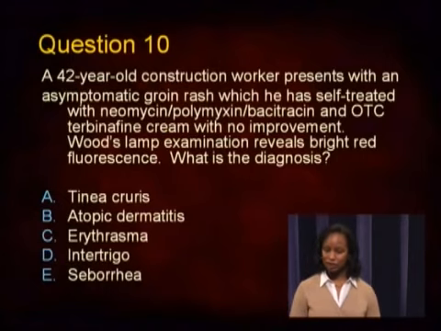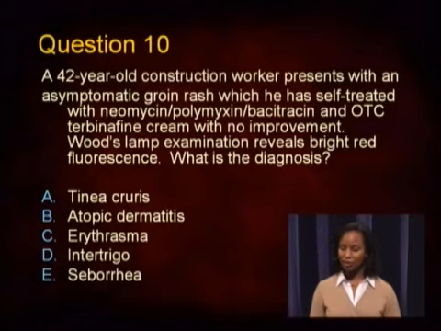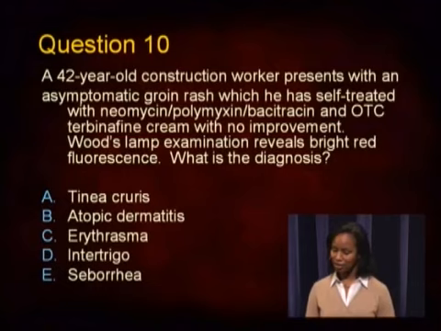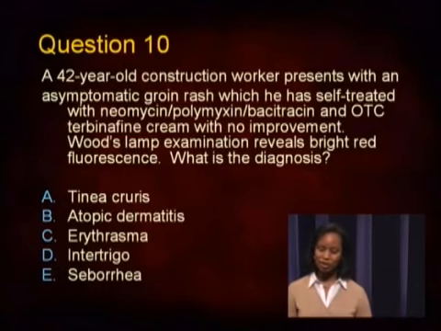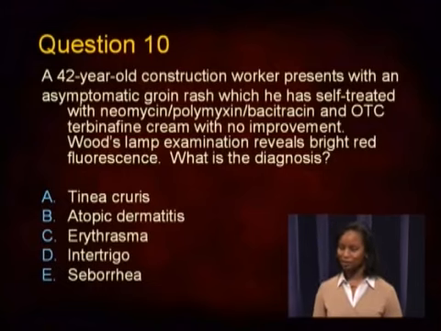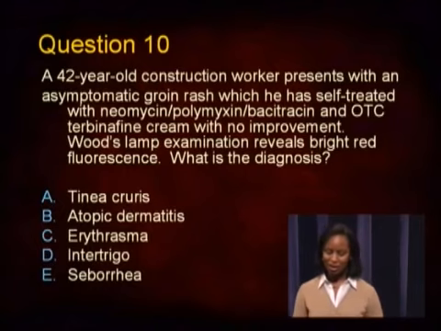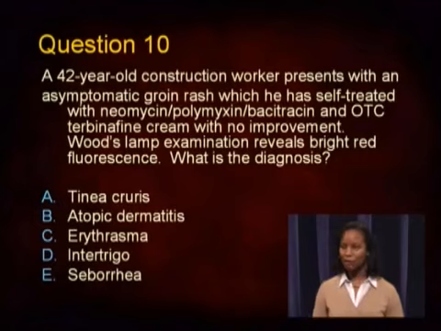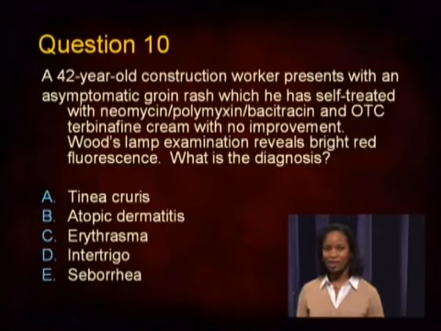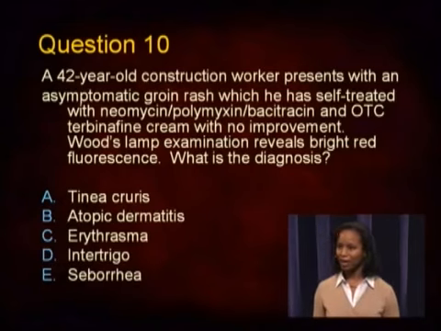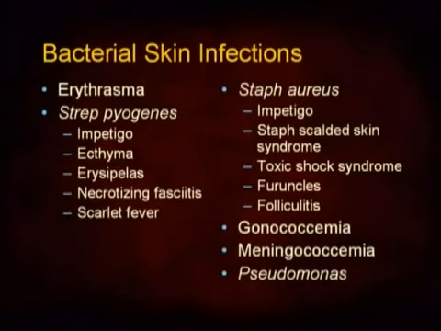So here's our question for consideration. A 42-year-old construction worker comes in with an asymptomatic groin rash, which he self-treated with neomycin, polymyxin, bacitracin, and OTC terbinafine cream. So he used some of everything in his medicine box, and he didn't have any improvement. With the Woods light examination, he got bright red fluorescence. So what's his diagnosis? Those are your choices here. Think about it. We'll come back to that. So these are the skin infections that we're going to talk about.